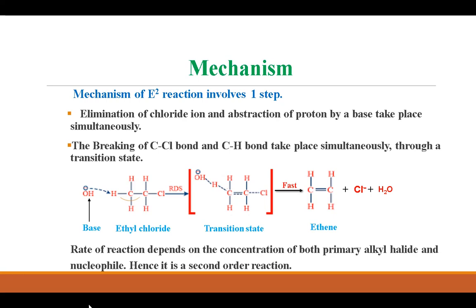Then the electron pair in the beta C-H bond forms the new pi bond. The leaving group Cl- comes off with the electron pair in the C-Cl bond. That means two groups depart simultaneously, with the proton being pulled off by a base. And in the transition state, the breaking of the C-Cl bond and the C-H bond take place simultaneously. The transition state in E2 reaction is the most unstable state, because carbon is having 5 bonds.